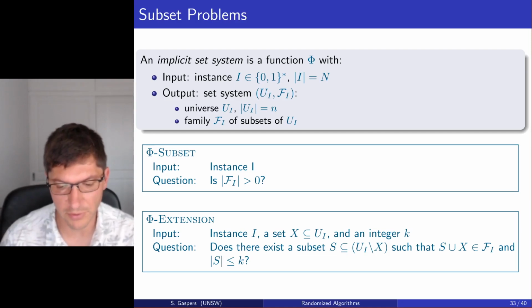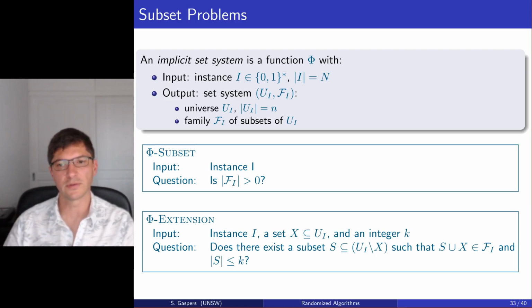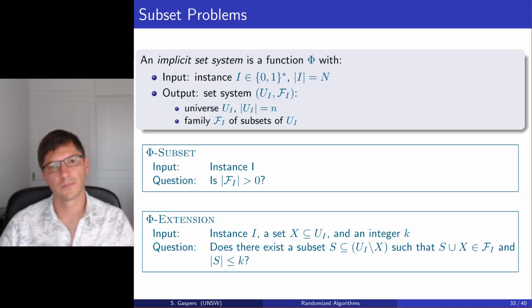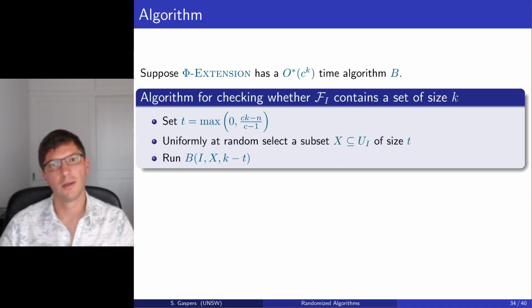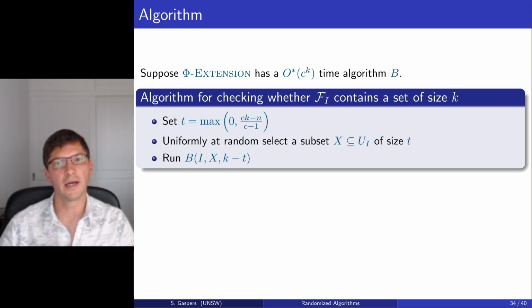In terms of feedback vertex set, this would be: given a set of vertices that we have already selected and an integer k, can you add k more vertices to the pre-selected vertices such that we actually get a feedback vertex set of a certain size? Okay, now assume that this extension problem has a c to the power k time algorithm.